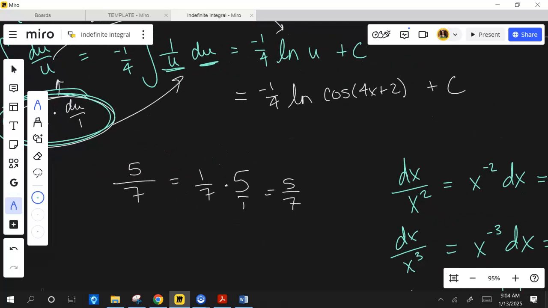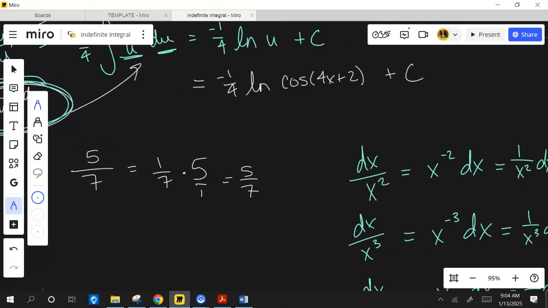Glasses. Get her glasses. Oh, I have them. Find the antiderivative. Okay. That's too dang bad.